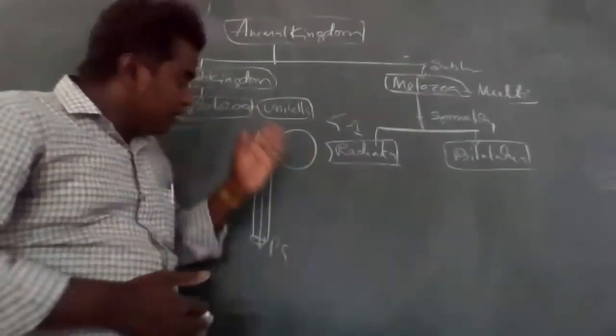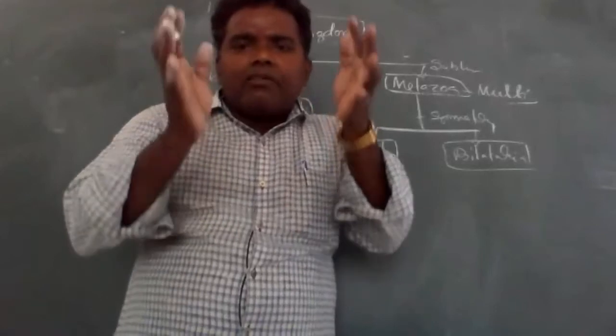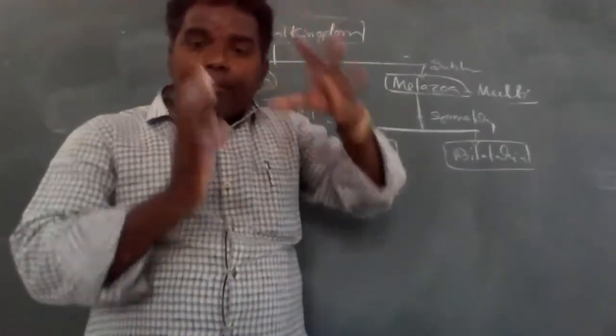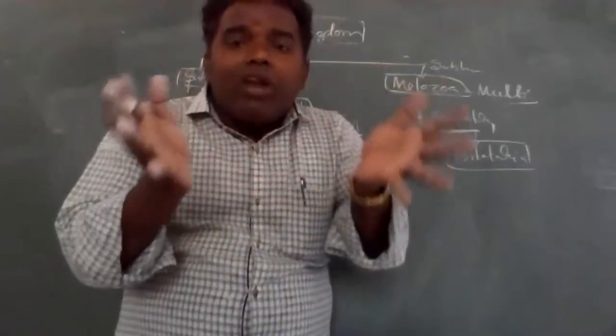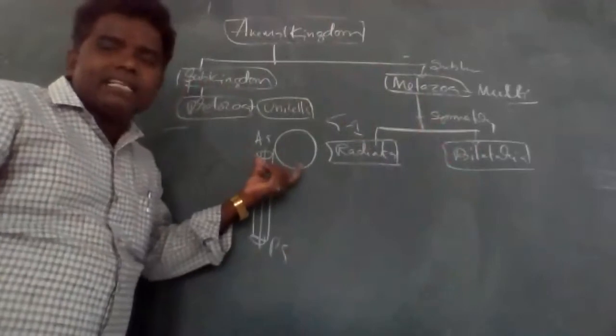The symmetry is nothing but this: if we cut the animal from the anterior side to the posterior side, two equal halves must occur. That is called symmetry. What is radial symmetry?